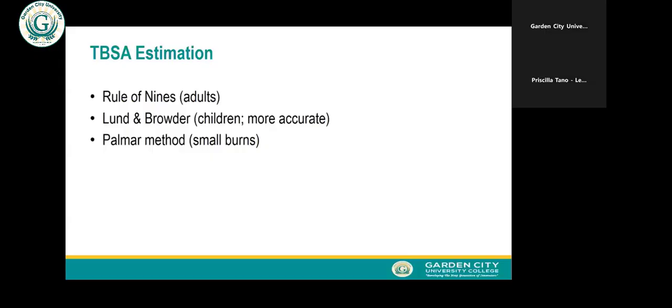And so with the Lund and Browder, we have measurements for the, I'll try and upload that one. I've uploaded all other slides, up to today's slides, on the class platform.